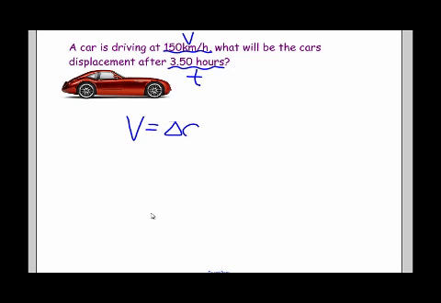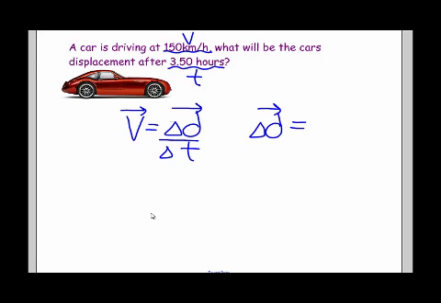V is change in d over change in t. This question's talking about velocity and displacement, so I'll add my arrows, my vectors on top. Now, the thing about this question is I have to actually rearrange this formula. So I have v is change in d over change in t, but I want to solve for change in displacement. So I want change in displacement to equal whatever is on the right-hand side of that equation.